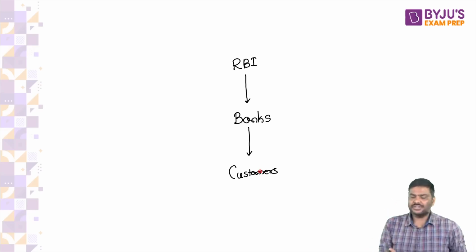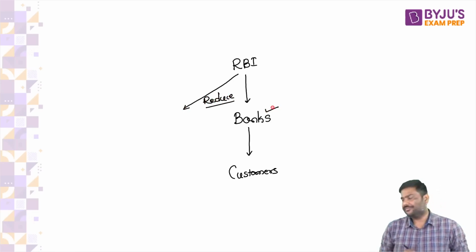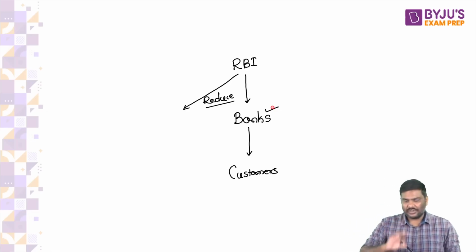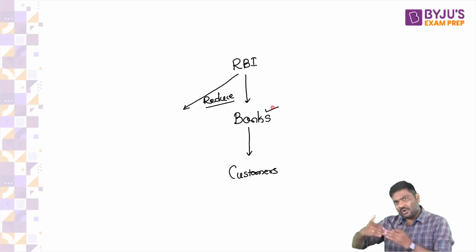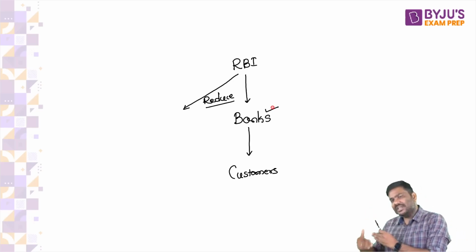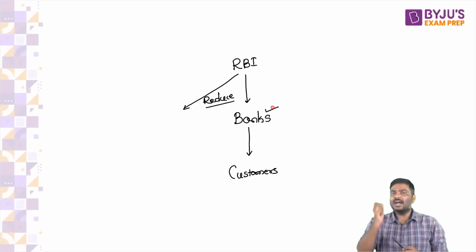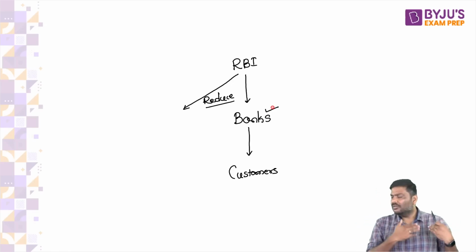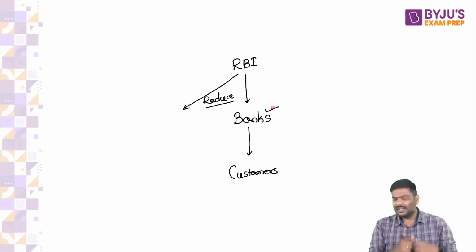Now, there are two situations here. First one is RBI will reduce the rate of interest on the loan given to the bank. I repeat, RBI will reduce the rate of interest on the loan given to the bank. Now, please tell me, when the bank gives loans to the customers, will they reduce the rate of interest or increase it? RBI is giving a loan at a lower rate of interest to a bank. What will the bank do? They will have to reduce it.